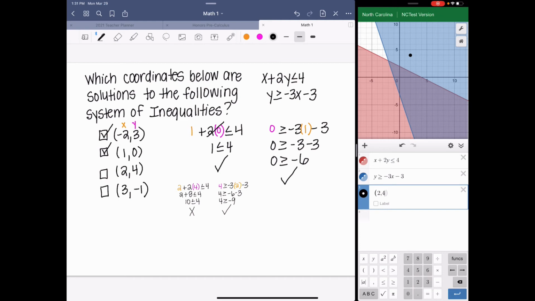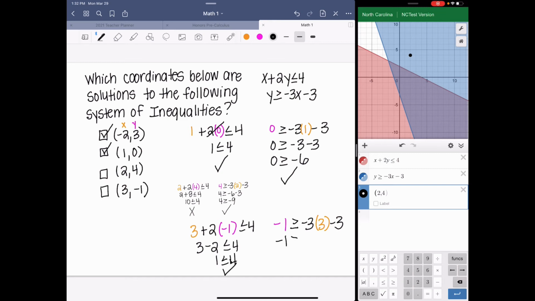So we're doing 3 and -1. So we're going to do 3 plus 2 times -1, and that's supposed to be less than or equal to 4. Then we're going to do -1 is greater than or equal to -3 times 3 minus 3. All right, so for the first one, we have 3 minus 2 is less than or equal to 4. So 1 is less than or equal to 4. That is a true statement.